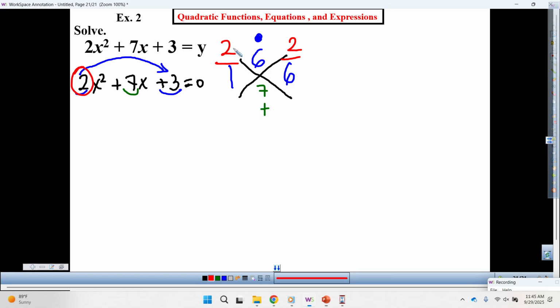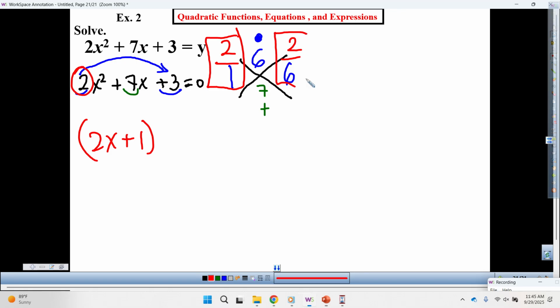So, question. Can I simplify this anymore? No. So my first factor is 2x plus 1. Where'd you get that from, Mr. Q? From here. The top is the x. The bottom is a number. 2x plus 1. There it is.